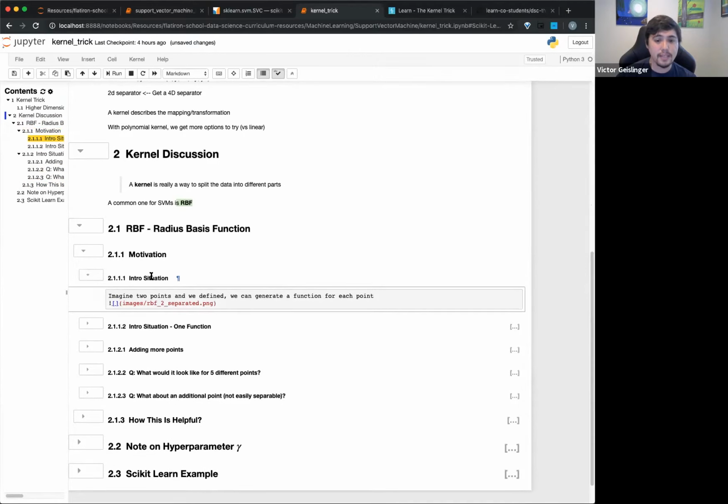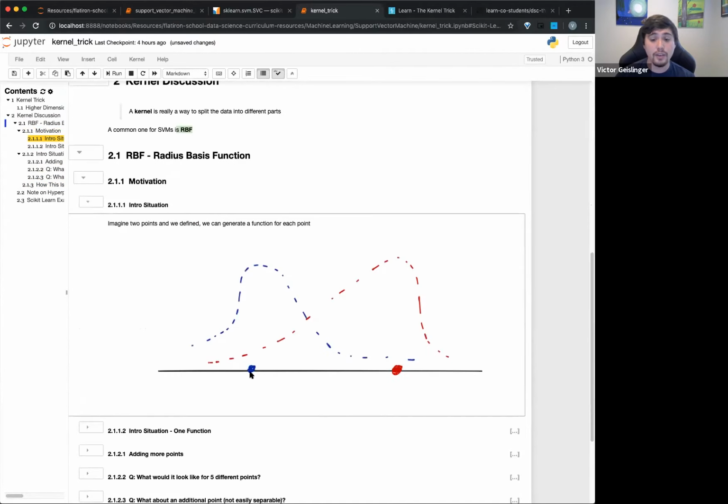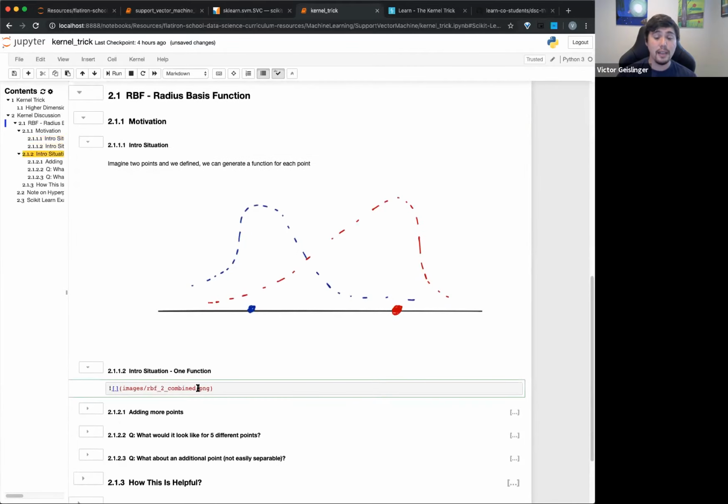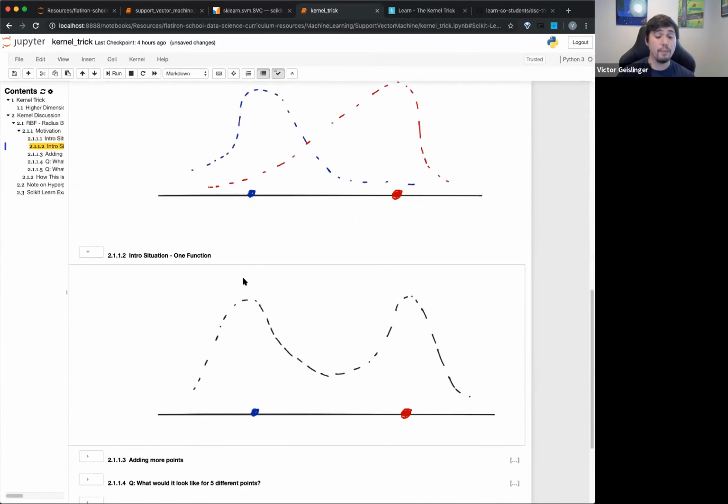Imagine you had two different points, this blue point and this red point on this x-axis. We can draw this line centered around this blue point. We can create this function called the RBF function, the radial basis function, that goes around here, centered around this blue or red point. Then we can combine those functions together and say, okay, there's this one big function right here. And that's essentially what RBF is doing.